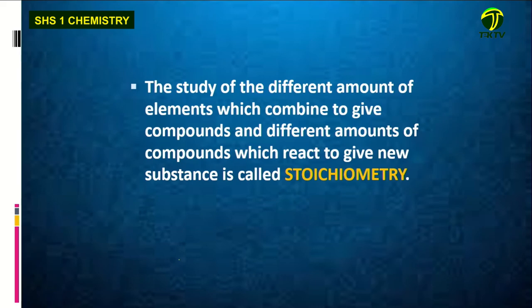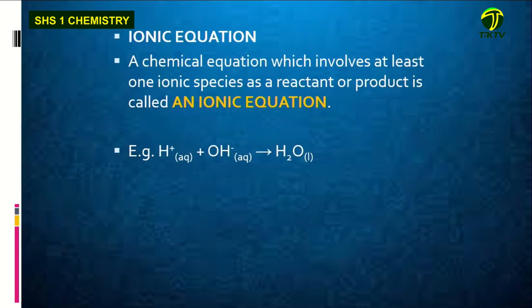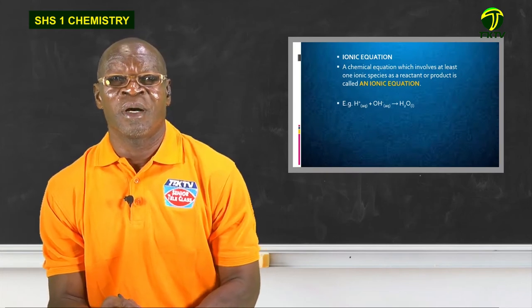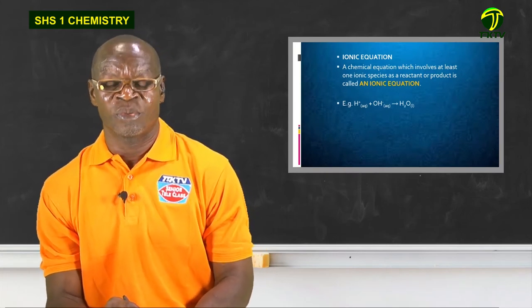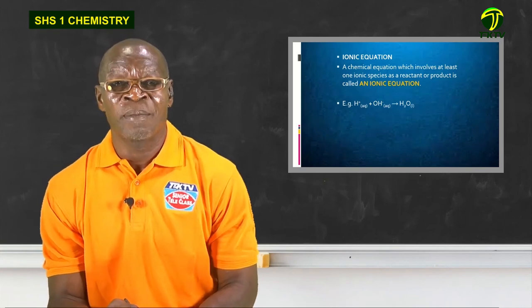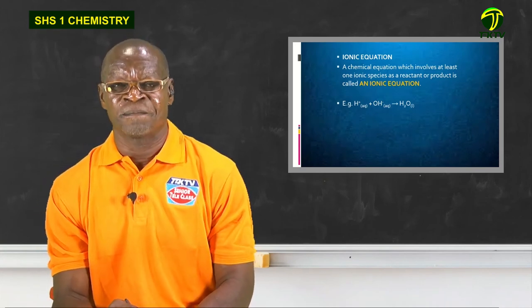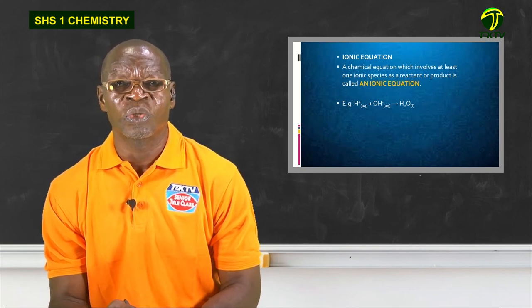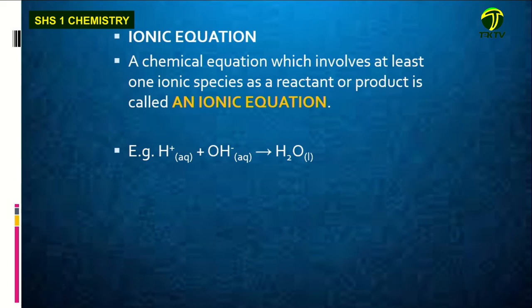So that gave us a stoichiometric equation. So I hope you understand how to balance the equation. Now, we come to ionic equation. When we talk about ionic equation, what do we mean? We are referring to any chemical equation which contains at least one ionic species, either as a reactant or as a product, and such is an ionic equation.